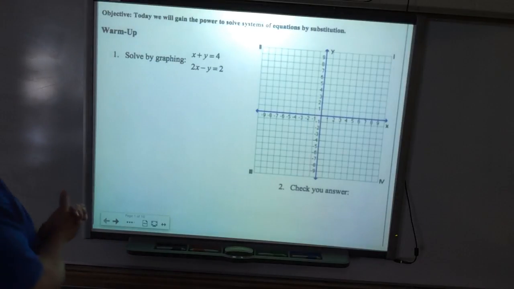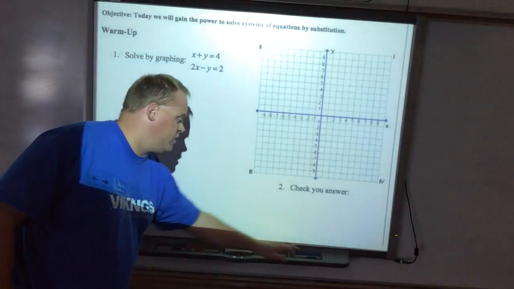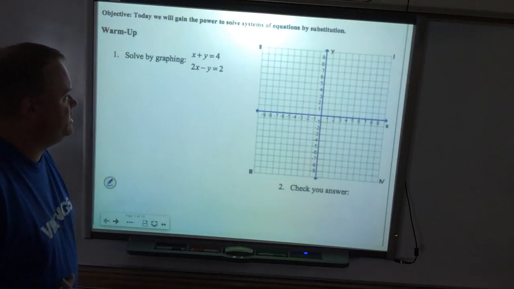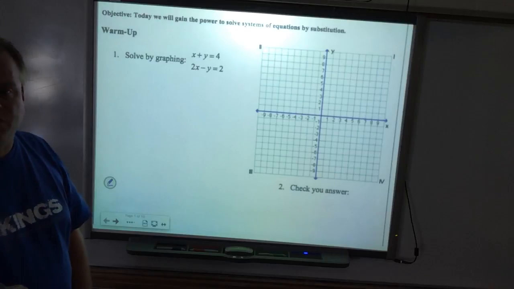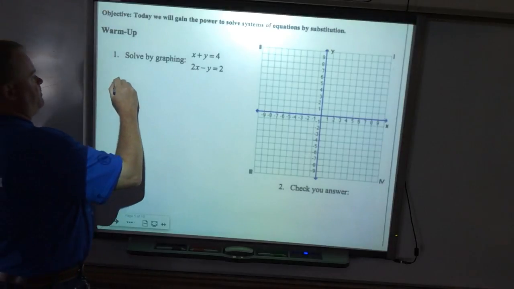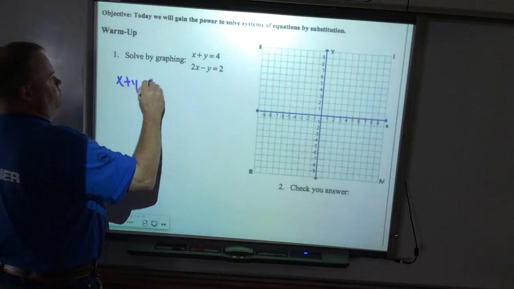And so we are going to solve this system of equations by graphing. I have x plus y equals 4 and 2x minus y equals 2. And I want to solve those by graphing. And as you remember, I want to graph each one of those equations. Well, the first one is x plus y equals 4.